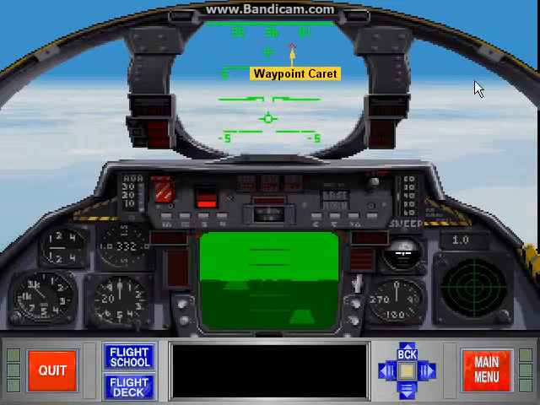The waypoint caret displays the direction of the waypoint that has been selected. To travel towards the waypoint, maneuver so the waypoint caret is lined up with the bore sight reference mark.